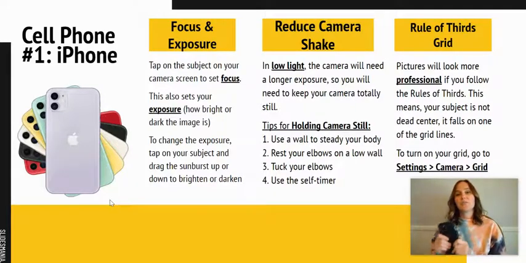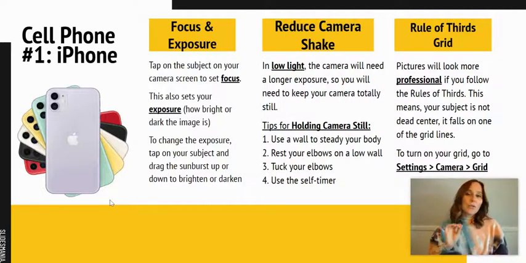Another tip is to reduce camera shake. Okay, in low light, meaning there's not a lot of light available, the camera will need a longer exposure. So you're going to need to keep the camera totally still. Here's some tips for holding the camera still. Use a wall to steady your body. Rest your elbows on a low wall. Tuck your elbows, and of course, use the self timer, which we'll talk about in a moment. But the more your camera shakes, the more blurry your picture is going to be, and that's not going to provide a good quality picture.